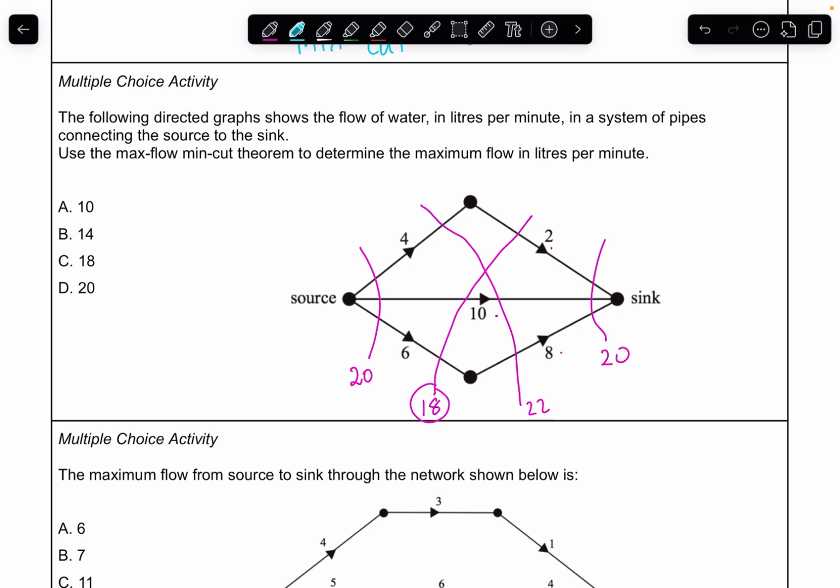So this is where we'll just quickly check. 4 coming in, 2 coming out, 6 coming in, 6 coming out, and 10 going straight through. And we end up with 2, 10, and 6, which gives us our 18. So C would be our answer.